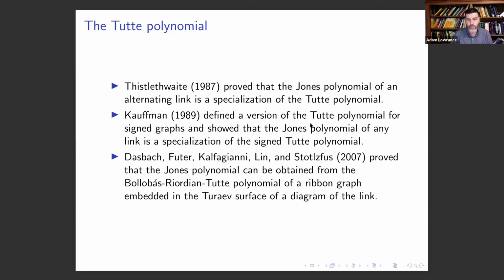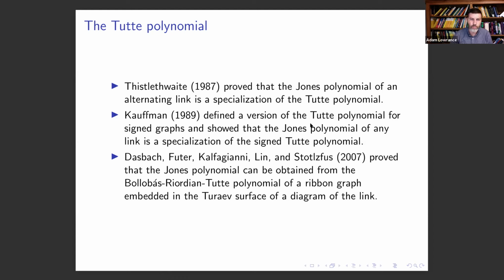The next place I was aware it got picked up was in 2007 by Dasbach, Futer, Kalfagianni, Lin, and Stoltzfus. Let me try and tell the story of what made them pick that up. In Thistlethwaite's paper, the one I mentioned earlier that proved the Tait conjectures, he shows that the Jones polynomial of an alternating link is basically just a specialization of the Tutte polynomial of the checkerboard graph of that alternating link. There's an overall term multiplied by t to some power and some sign in the front.